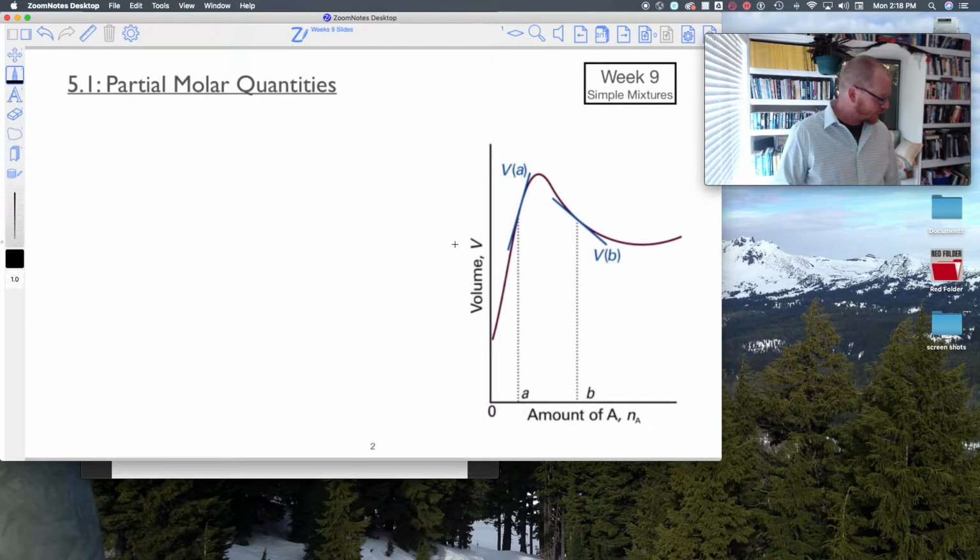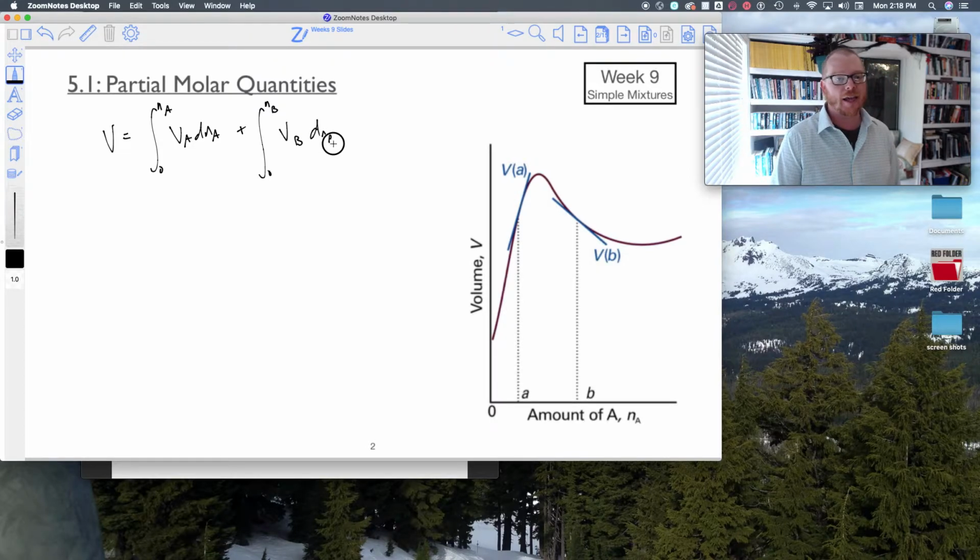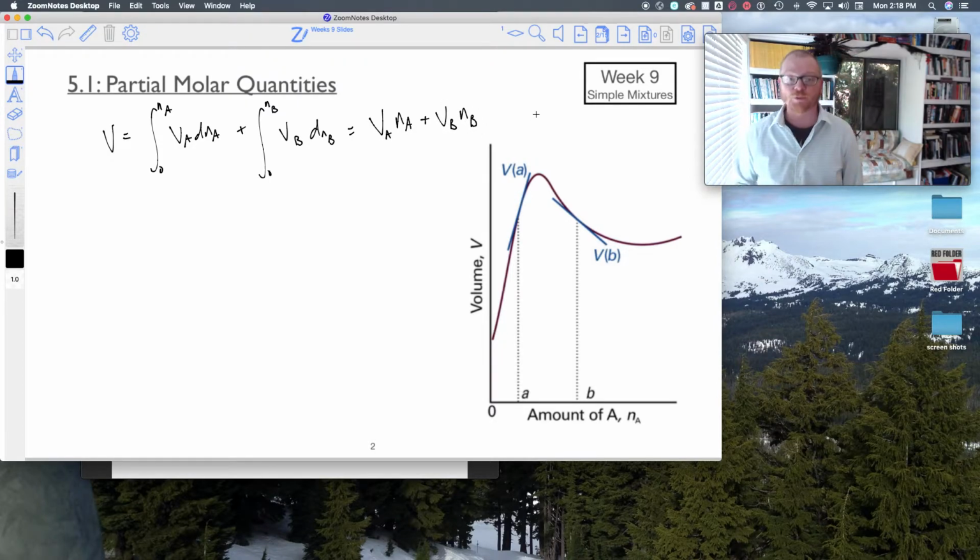So moving along. Now let's say I want to make some calculations as to what the actual volume of my solution should be. Then I'm going to integrate from 0 to the number of moles of A, V_A dn_A, okay? And then I also integrate from 0 to the number of moles of B, V_B dn_B, and this simply gets me the partial volume of A times its number of moles plus the partial volume of B times its number of moles, right?